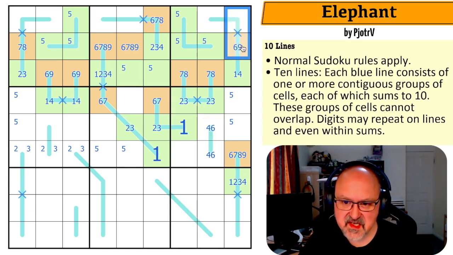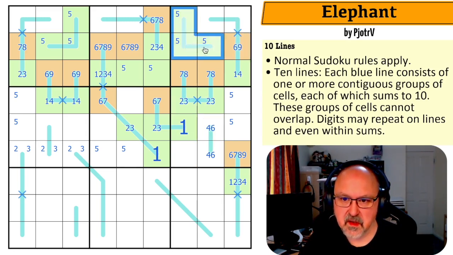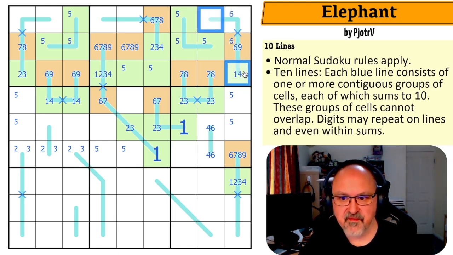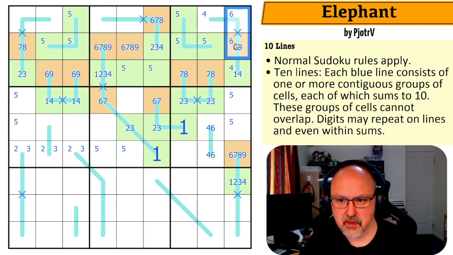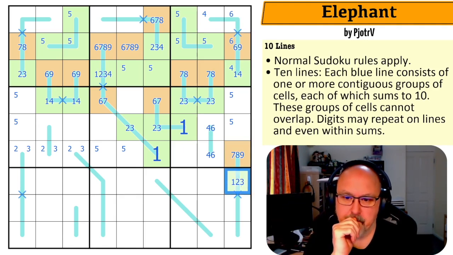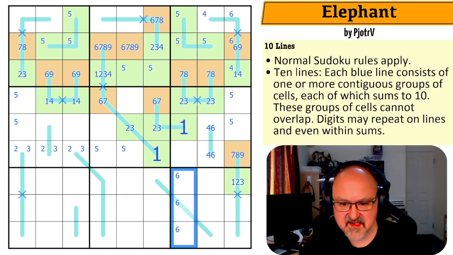So 6 in this box, it can't be on here with a 5 because these are all low. So 6 isn't in here. 6 is in one of those two, which means 4 is in one of those two, but 6 is in one of those two, which means this is not 6 and this is not 4. Means 6 is down here somewhere.